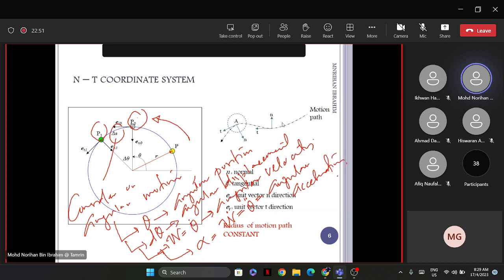So since we consider all these curve-related motions, it's related, of course, with the circular path of motion. If we consider these situations, we need to take into account the angular motions: theta, d theta, omega, and also alpha.